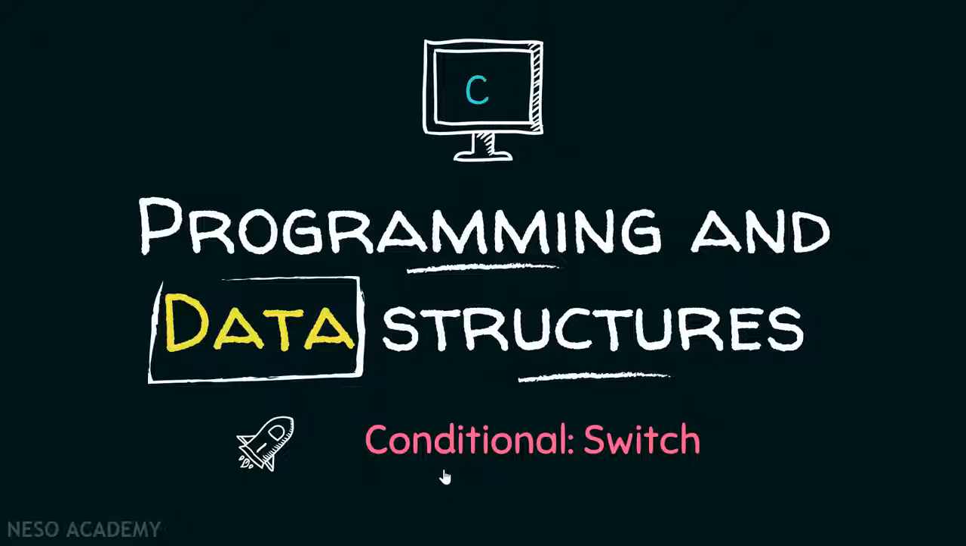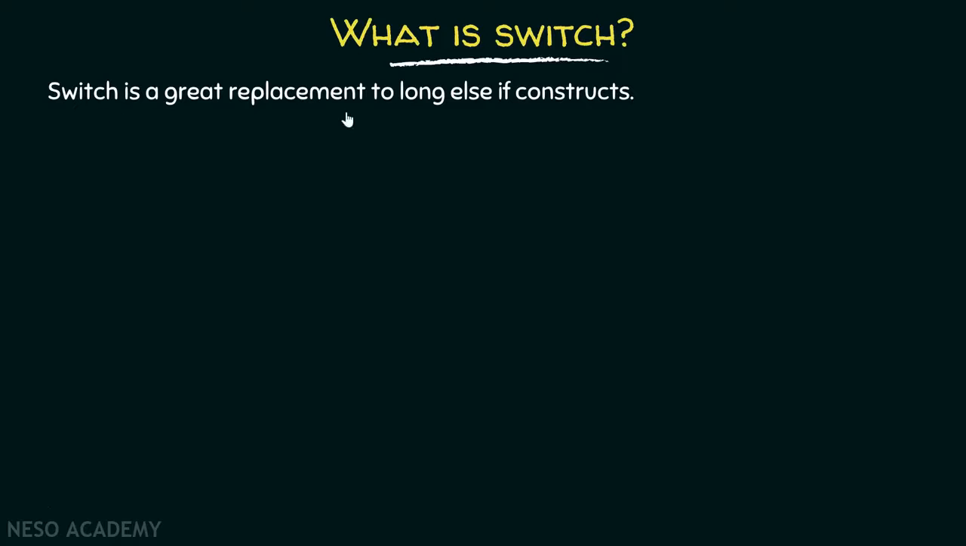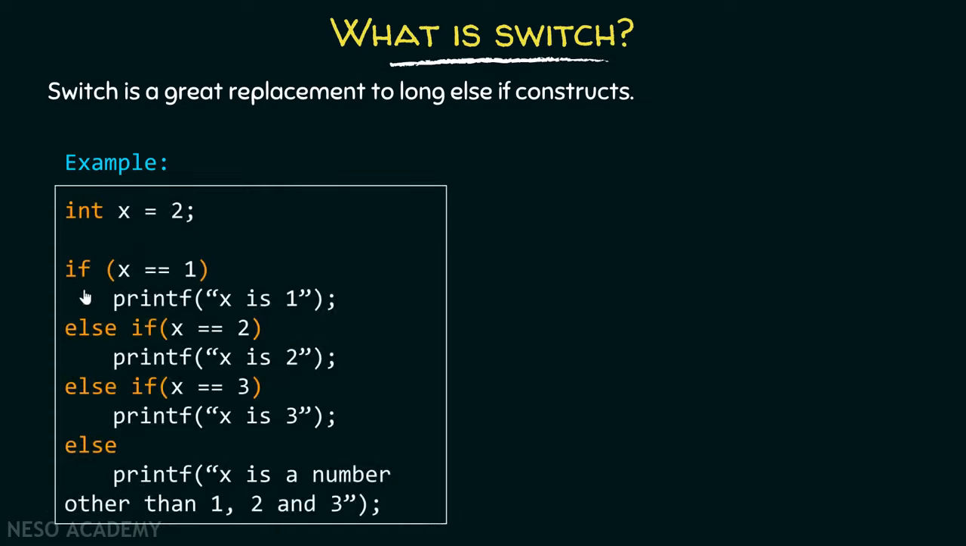In this lecture, we will consider our next conditional construct, that is switch. So let's get started. Now what is switch? Switch is a great replacement to long else-if constructs. Like for example, here you can see this is an example of a long else-if construct.